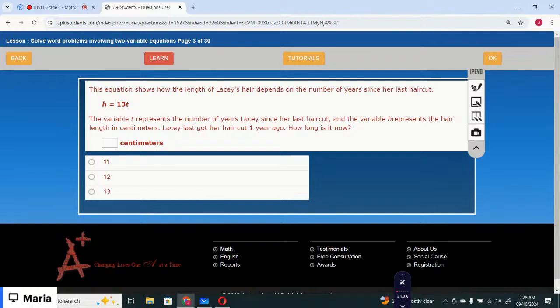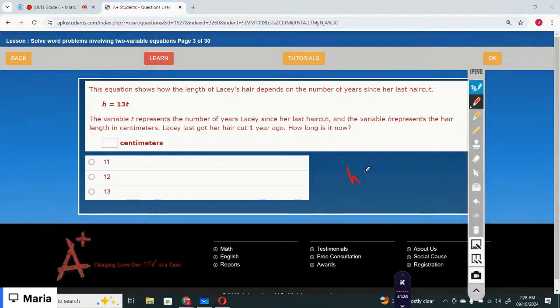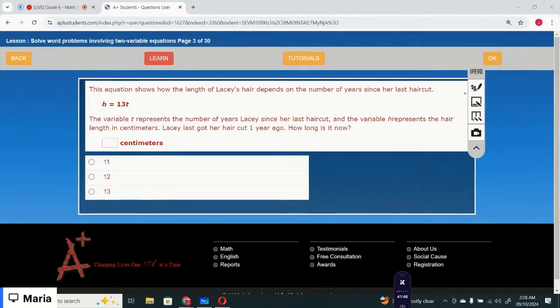You are given t equals 1, right? When t equals 1, you need to replace the variable t with 1, and that means after 1 year her hair length is 13 centimeters. The correct option is 13. Option number 3 is the correct option.